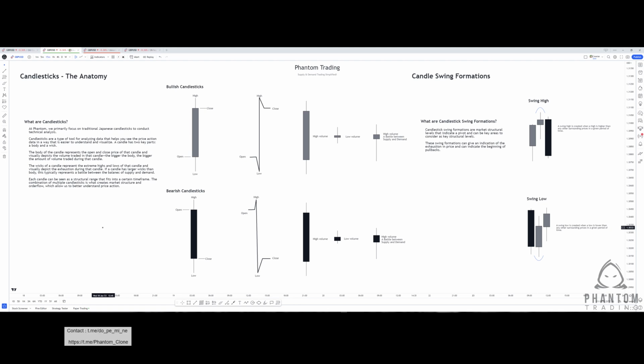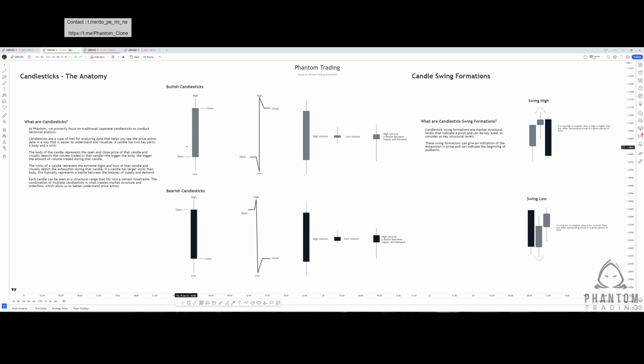Now, if you spend any time on a price chart, you will have seen a Japanese candlestick, or what most people refer to as candlestick charts. The best way to describe candlesticks is that they are a type of tool for analyzing data that's going to help us see price action in a way that's easier to understand and visualize. A candle on a price chart is a graphical depiction of data given a certain and specific time.